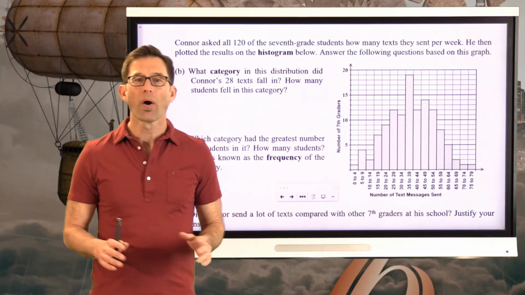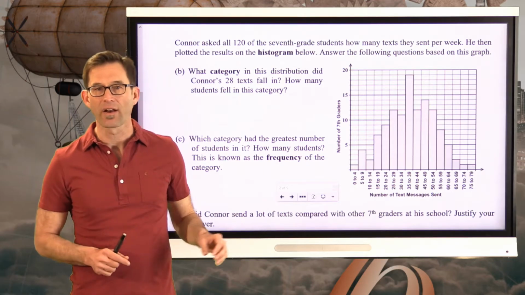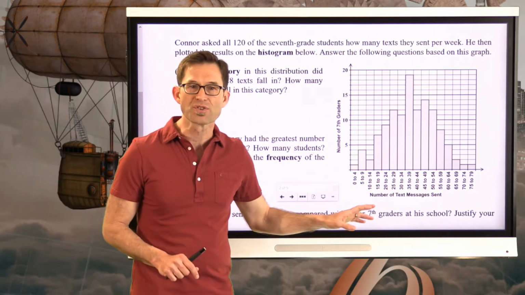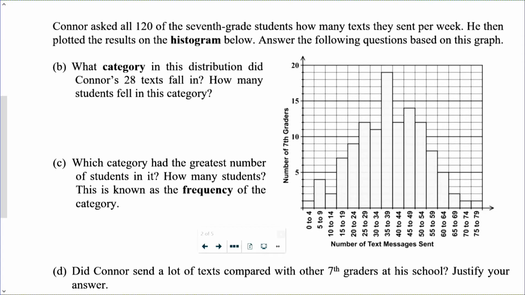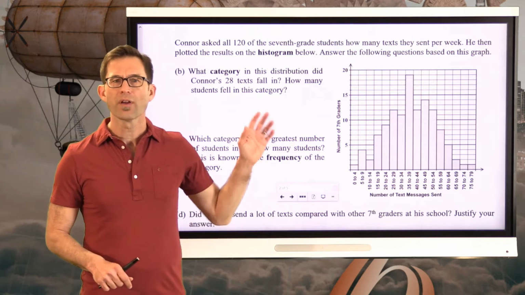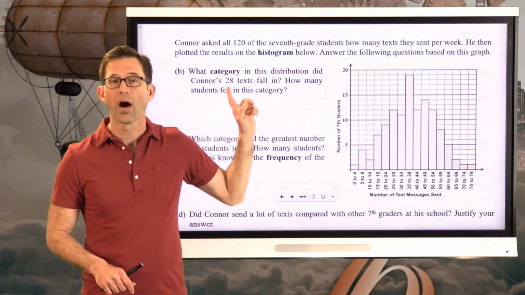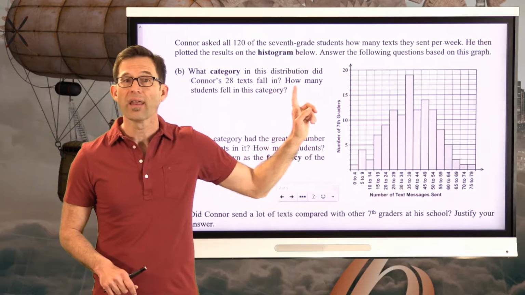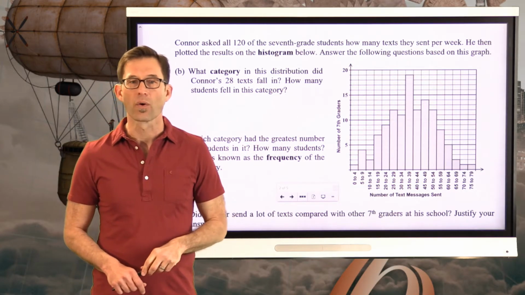A bar chart always arranges the data in categories. For instance, on this one, let's go to the screen real quick. The first category goes 0 to 4 texts. The next category goes 5 to 9. The one after that, 10 to 14 texts, 15 to 19 texts, etc. The height of the bar literally tells us how many students or how many of our subjects fell into that category. So what I'd like you to do is pause the video now and figure out which of the categories Connor's 28 texts fell in and how many students fell in this category.